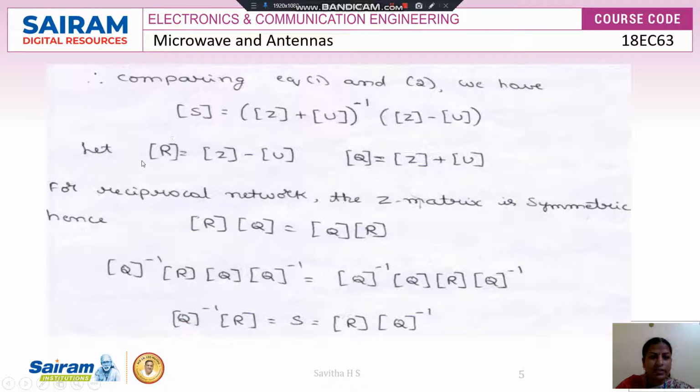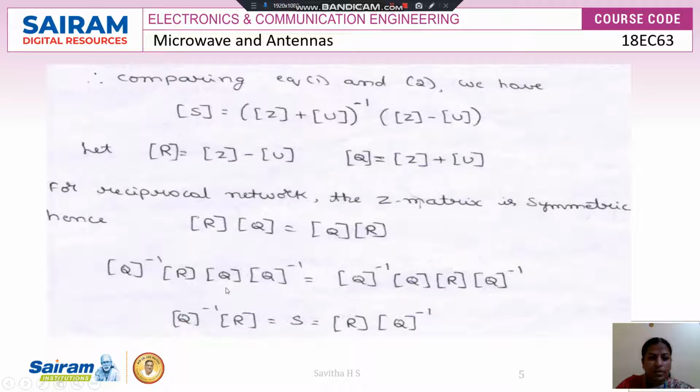We'll consider R is equal to Z minus U, that is impedance minus unit matrix, and Q is equal to impedance plus unit matrix. For a reciprocal network, the Z matrix is symmetric. Hence I can write R into Q equals Q into R. Now the next step is multiplying both sides by Q transpose, and here also Q transpose.